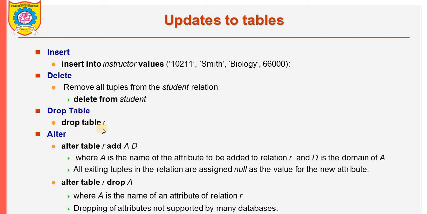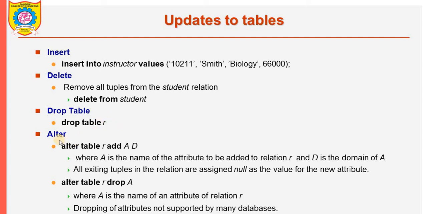Drop table R is the syntax. When you drop the table, it will drop the records along with the whole table. But in case of the delete command, it will only delete the records in the table, but it will not delete the name of the table. In case of drop table R, it will delete the records as well as the name of the table.